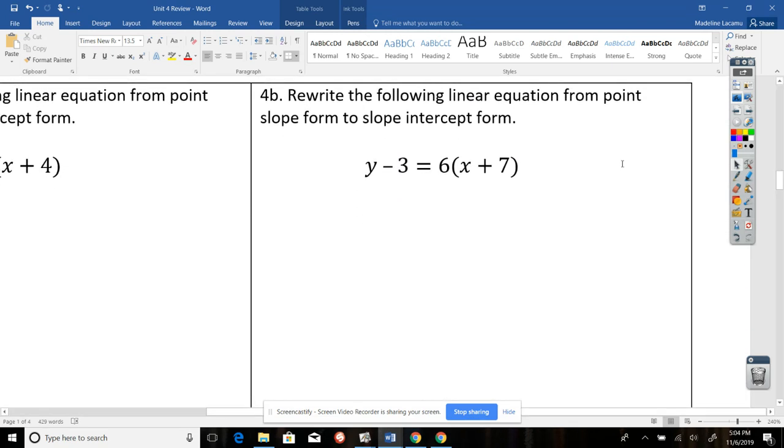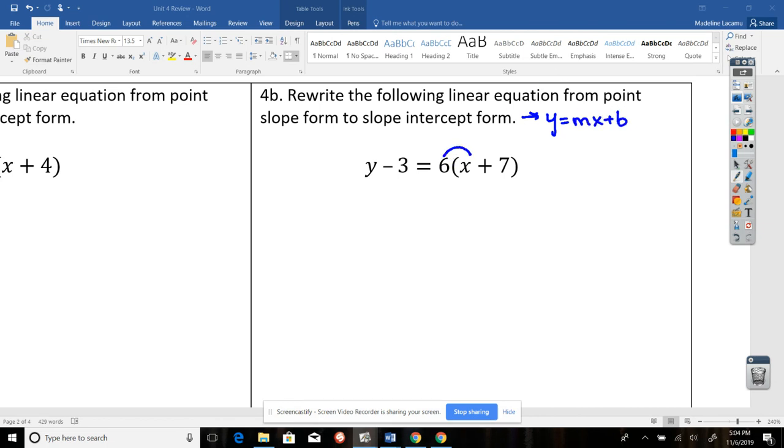For 4b, we're supposed to rewrite the following linear equation from point-slope form to slope-intercept form. So this is already in point-slope form. So all we have to do is just go ahead and solve for y, then it will be in slope-intercept form, which is y equals mx plus b. That's the form that we wanted to end up at.